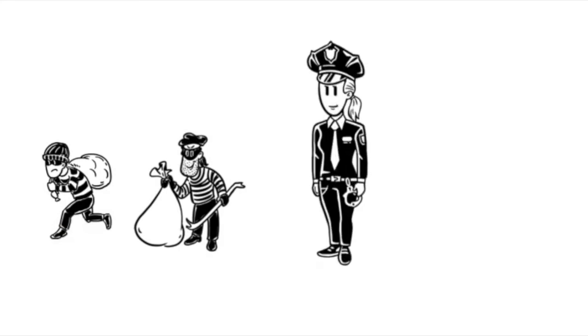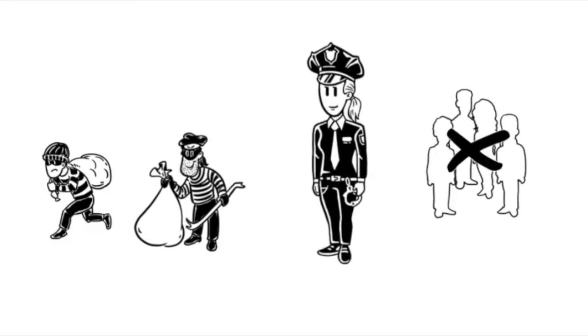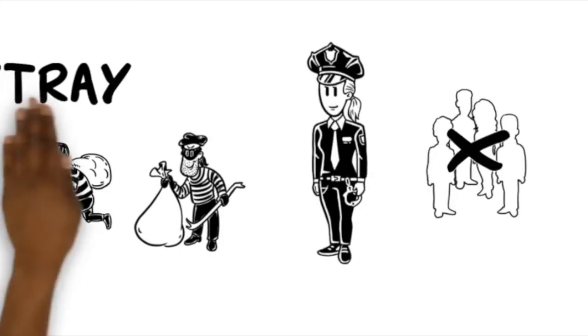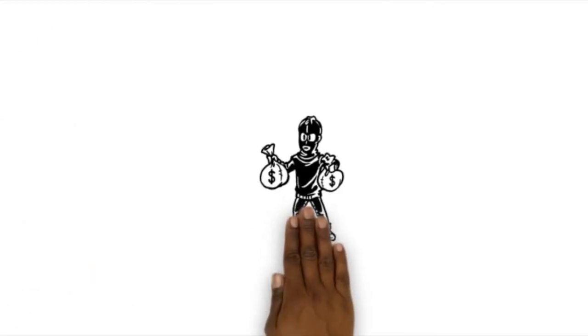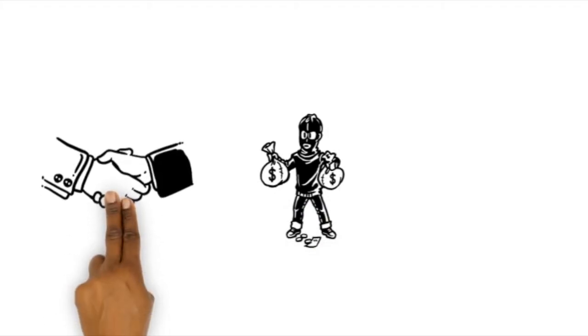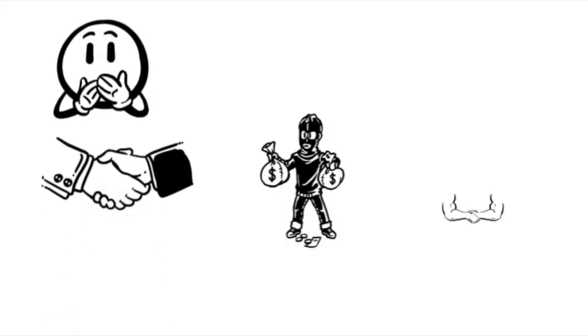Let's look at an example. Let's say there are two robbers, but the police have no witnesses and can only prove the case if they can convince at least one of the robbers to betray the other robber. Each bank robber must choose to either cooperate with the other robber and remain silent or to testify.